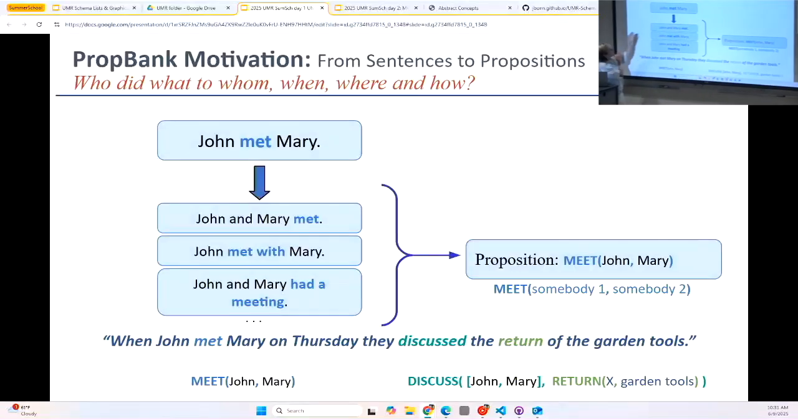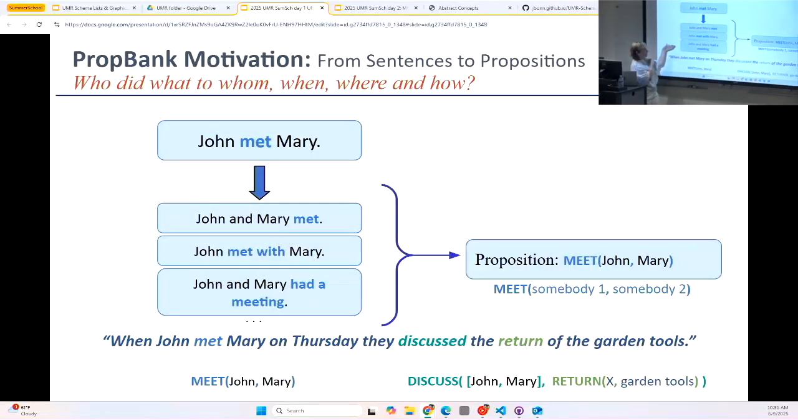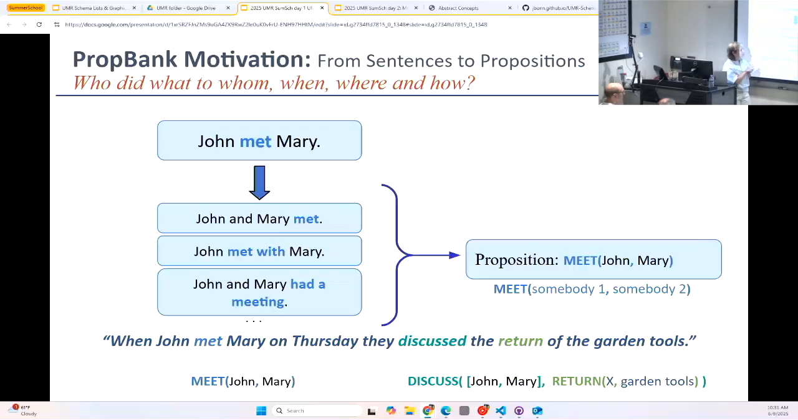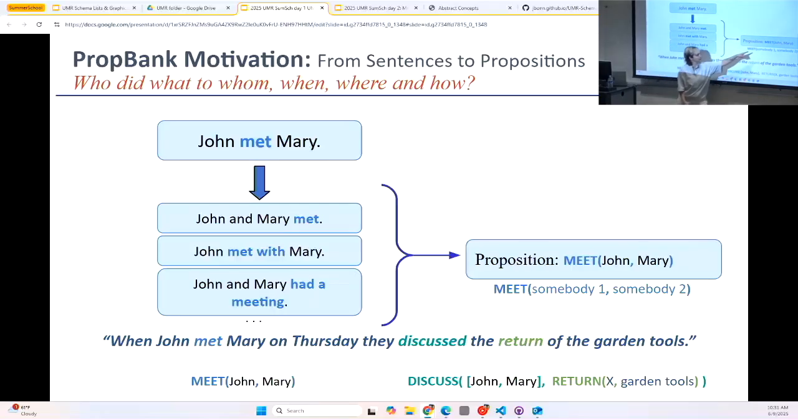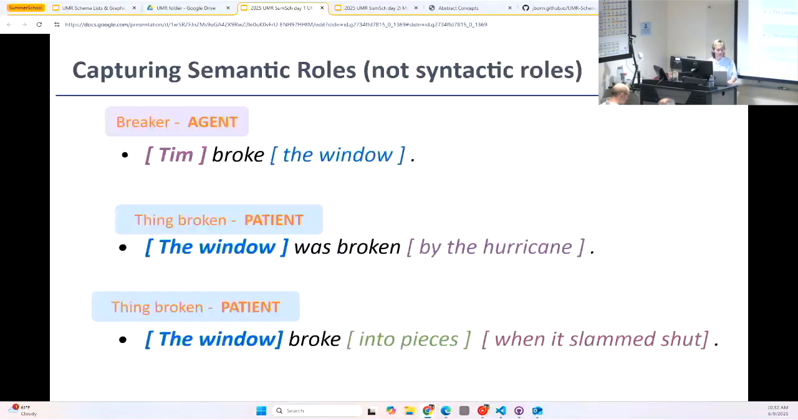Okay, so we have a proposition. John met Mary. There are also different ways that you can express this same meeting. John and Mary met. John met with Mary. John and Mary had a meeting, a light verb construction. The proposition is just the semantic notion of what is going on. You can represent it with this predicate logic kind of format. You've got a predicate, you've got two participants, John and Mary, somebody one and somebody two. So they're the meeters. So that's the first part.